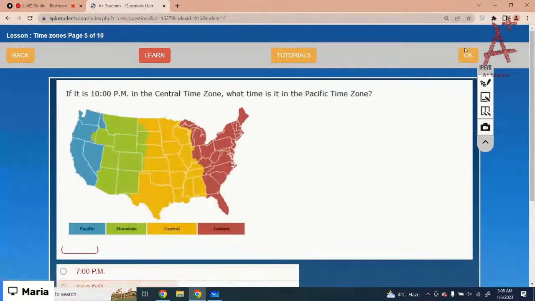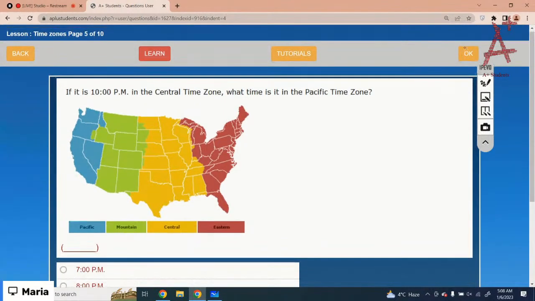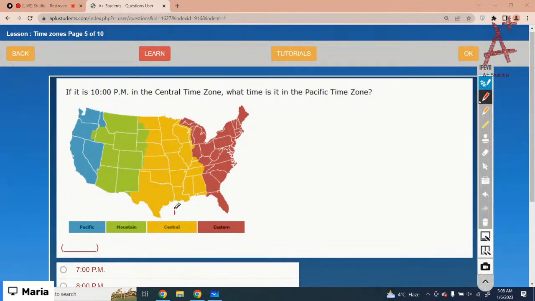Okay, the next one is, if it is 10 p.m. in the central time zone, what time is it? It is 10 p.m. in central time zone. What is the time in Pacific? What time is it?